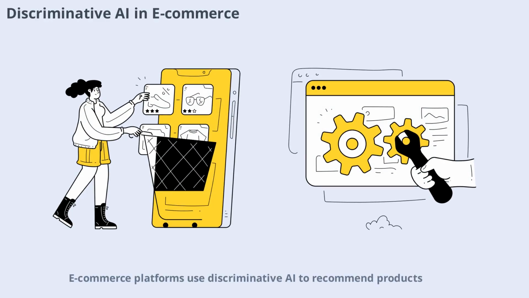E-commerce platforms use discriminative AI to recommend products, detect fraudulent transactions, and personalize shopping experiences. By analyzing customer behavior, these models help businesses boost sales and improve customer satisfaction.